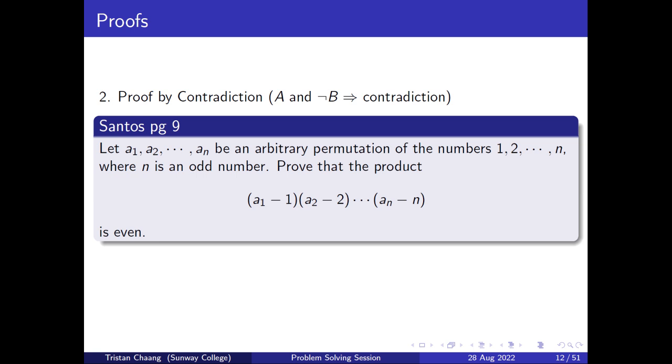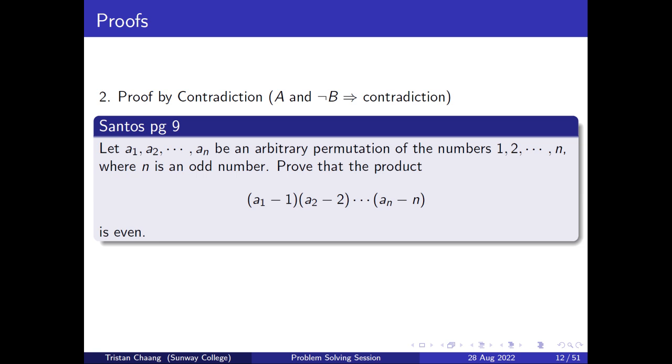Let a1 to an be an arbitrary permutation of 1 to n, where n is an odd number. And you want to prove that this product is even. So let's think about this. There are too many possibilities here, right? There are n factorial ways to have a1 to an. You cannot really go for every case. Even if you wanted to, n is arbitrary. So n could be 1, could be 3, could be 5, could be 1001. There's no way that you can cover every single case.